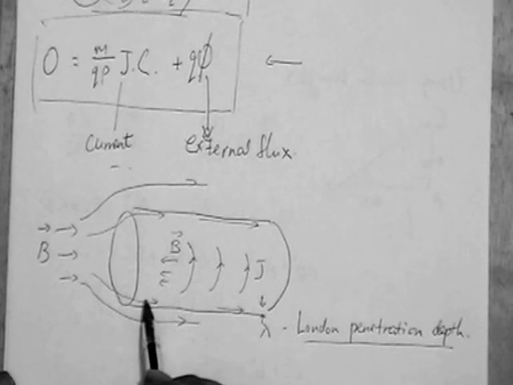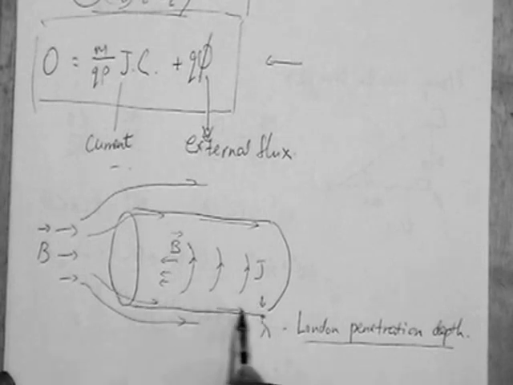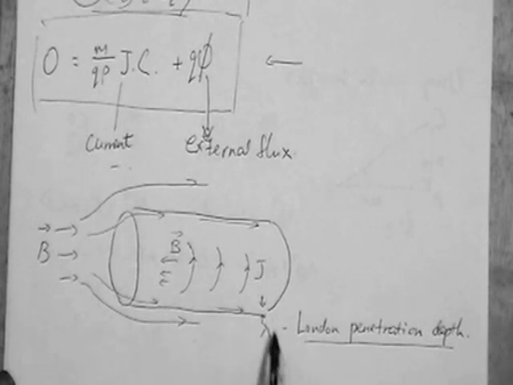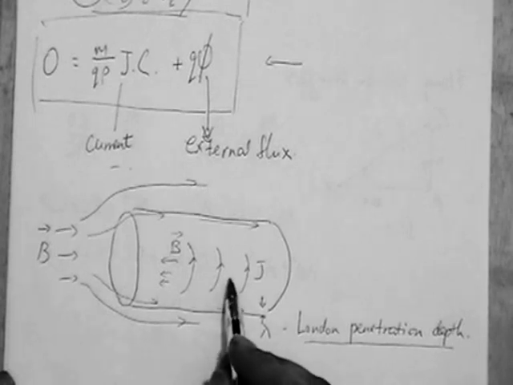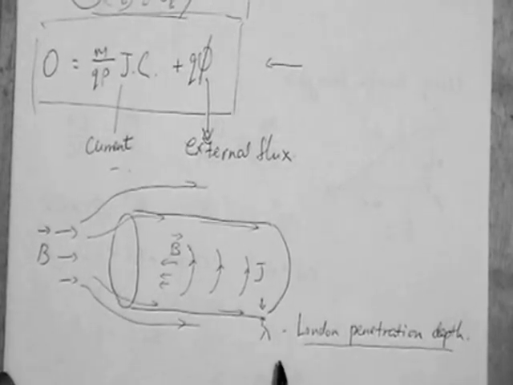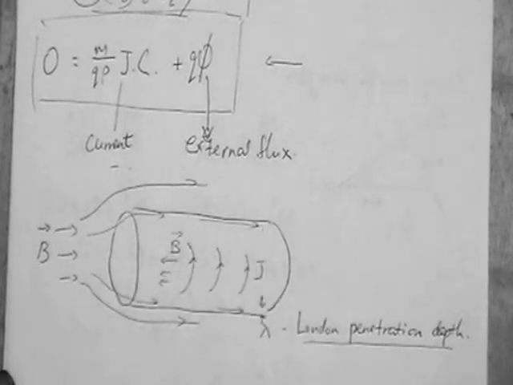Now we are going to assume that all of the flux enters uniformly into this thin layer of thickness lambda. That of course is not likely to be the case. It's likely to be some kind of a gradation where the field gets weaker and weaker further into the body. But for the purpose of our estimation, we are just going to assume that within a fixed distance lambda into the surface, we have a uniform external field.